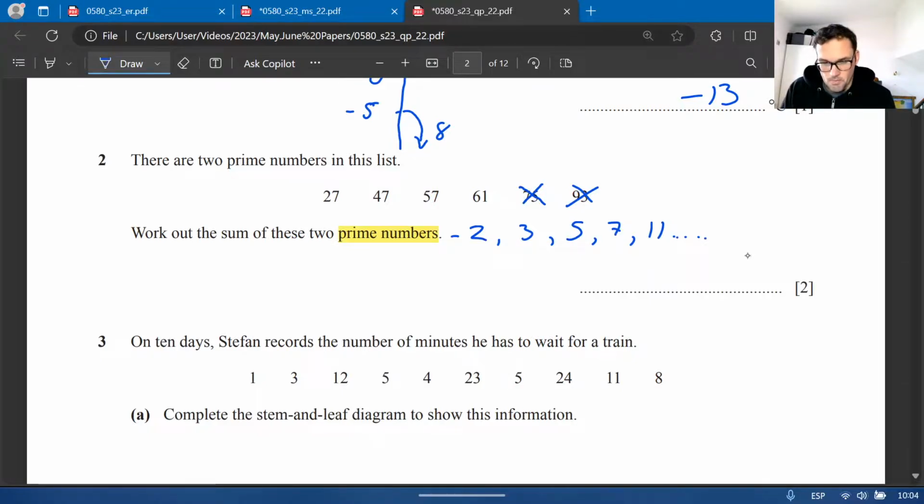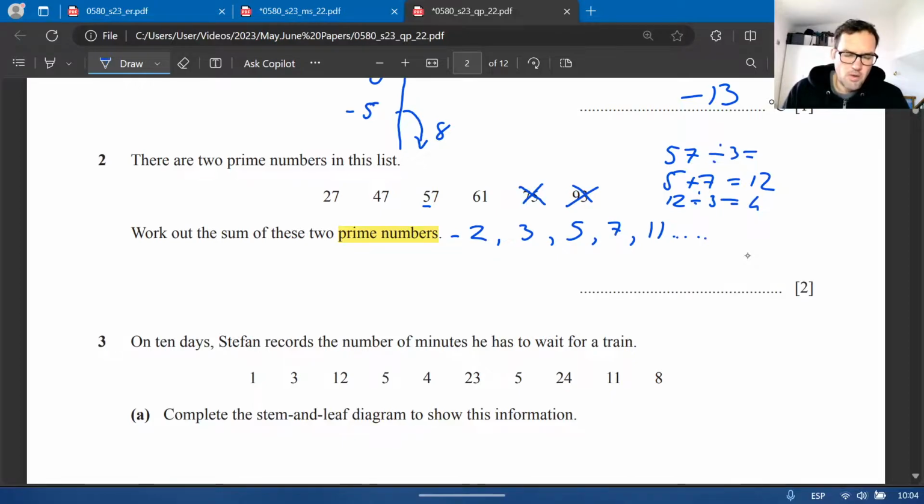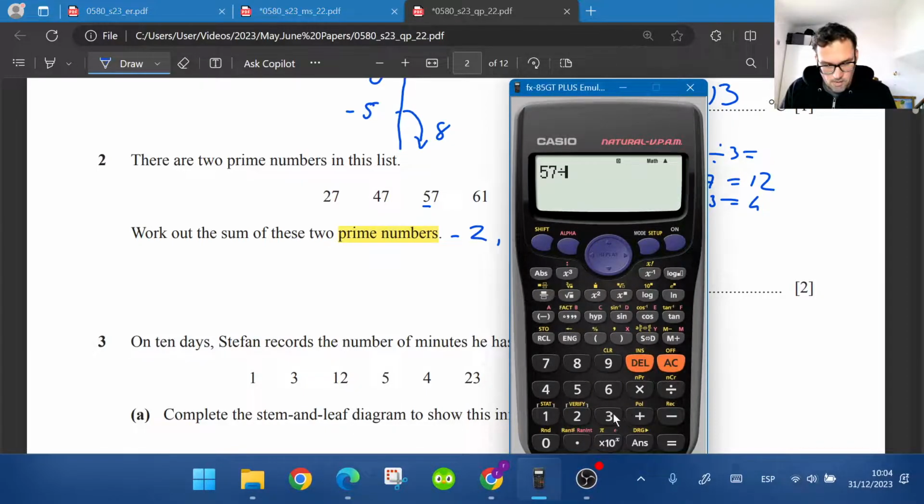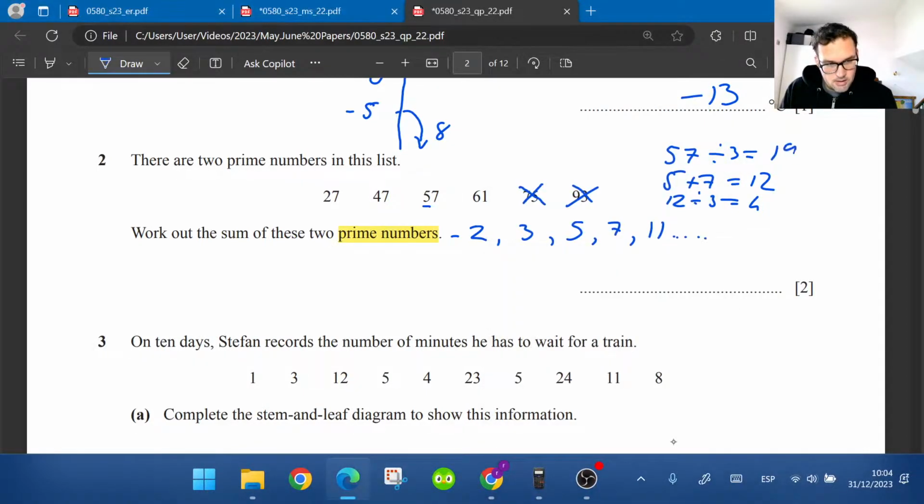For example, 57. If we take 57 and we add the 5 and the 7, we get 12. Now 12 is divisible by 3, that's 4. That means 57 is divisible by 3. Which, by the way, would be what? 19. 57 divided by 3 is 19. So that has got... Alright, so we've whittled this down to 3 numbers.